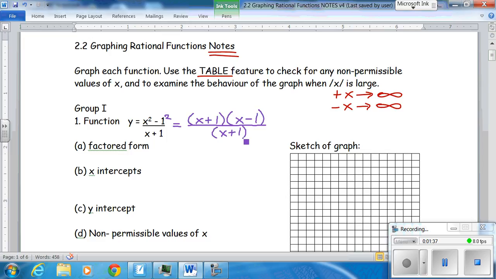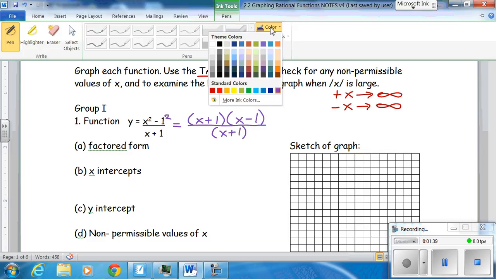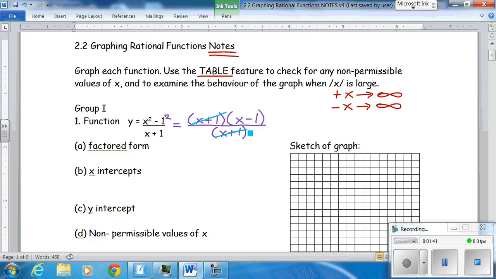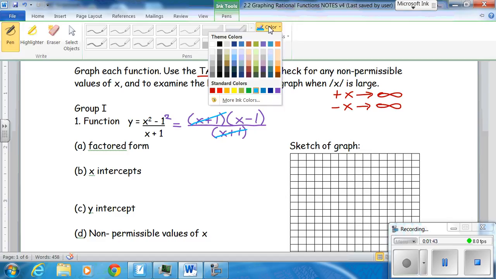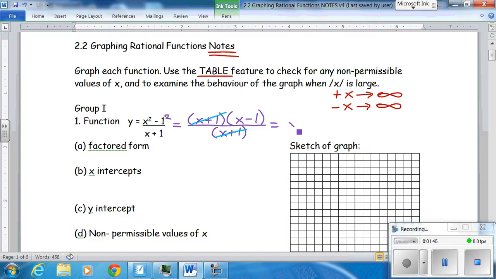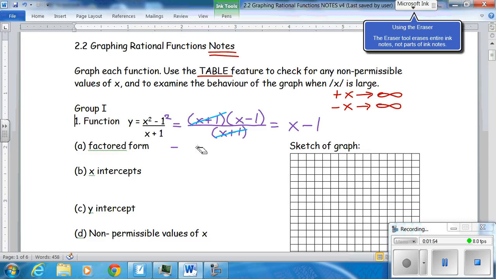What's common to both? X plus 1. So this simplifies to x minus 1. So my factored form is x minus 1. Sorry, I should technically be saying y equals x minus 1.